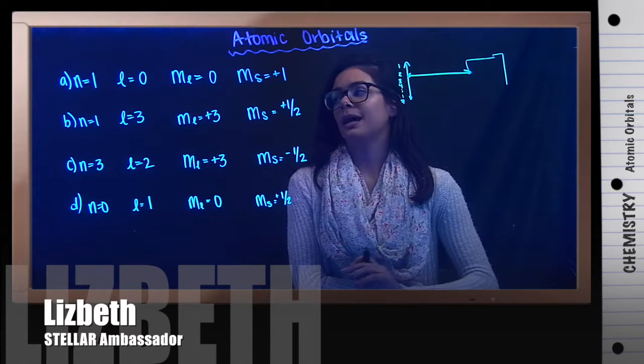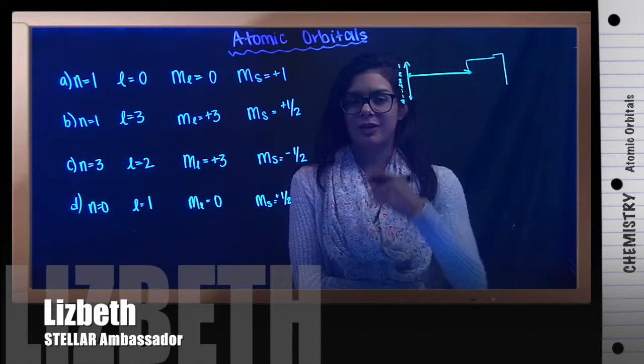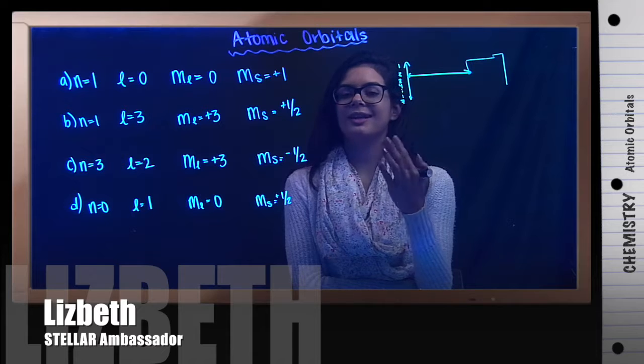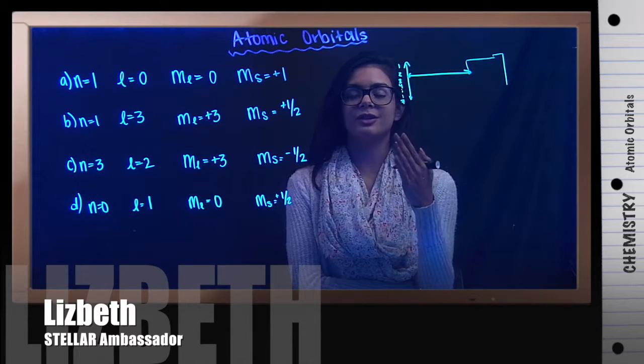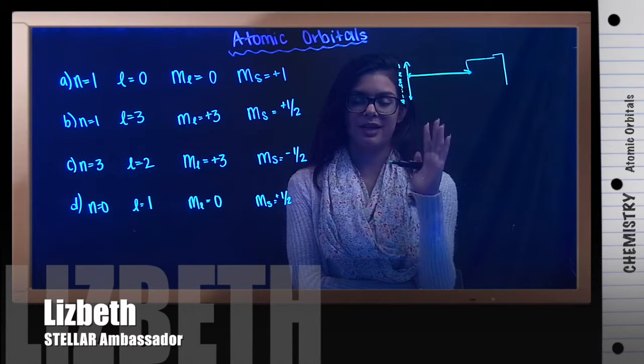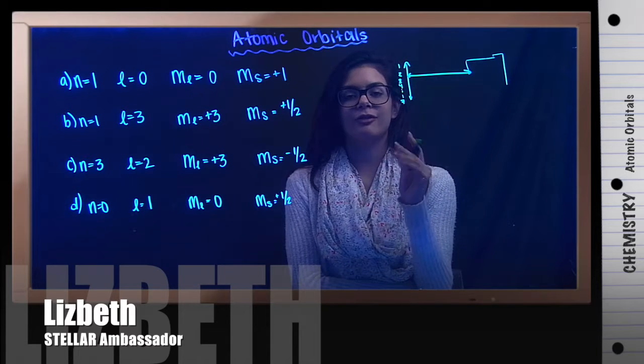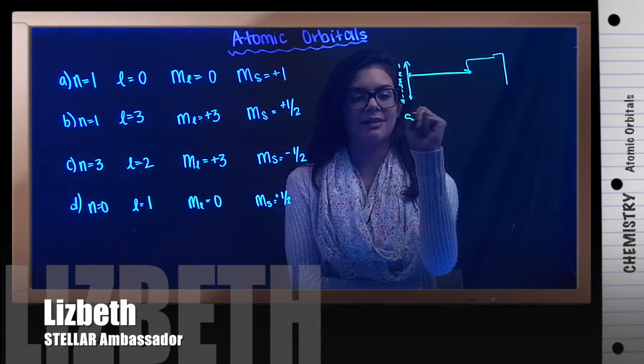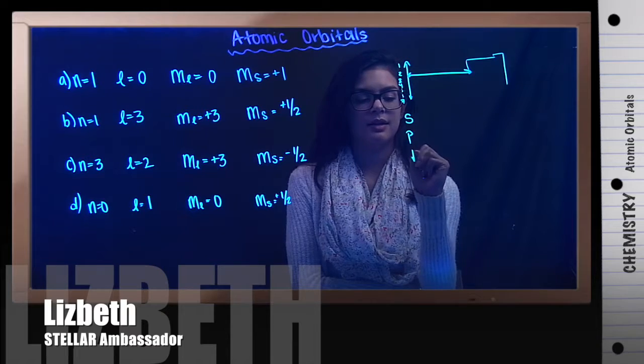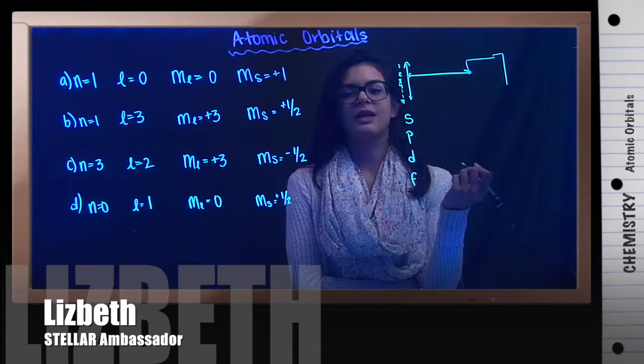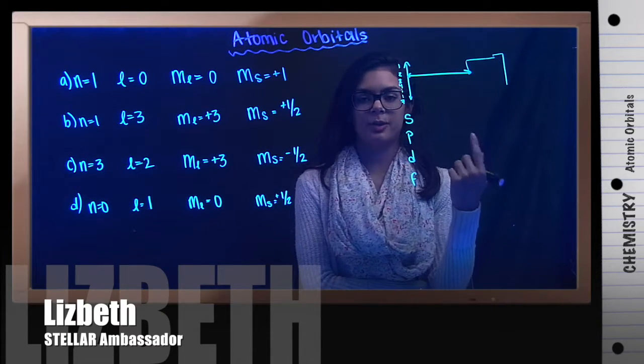Now, L is your angular momentum. L is very special because for every shell, it has a specific value. We have 4 types of shells: the S shell, P, D, and F. And these are also very easy to find on your periodic table.